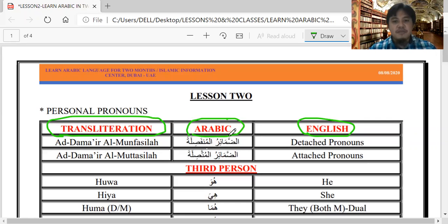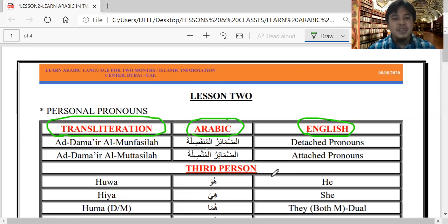In Arabic, we have two types of personal pronouns. And of course, personal pronouns in Arabic, we call it الضمائر, or we can say الضمائر الشخصية, personal pronouns. الضمائر means pronouns, and الشخصية means personal. So you can take the pronunciation, how you hear it from me, how I pronounce the Arabic terminologies, inshallah.